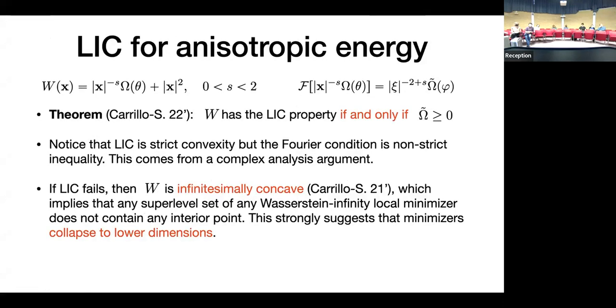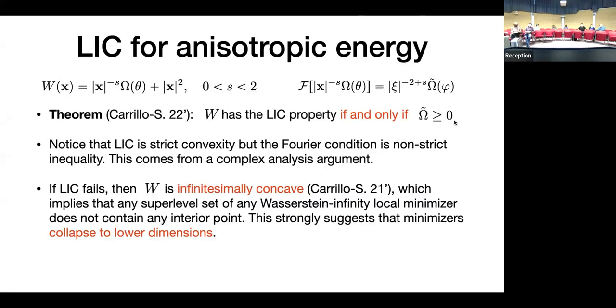Okay, so using this very explicit formula for the Fourier transform, we can get the equivalence between the positivity of the Fourier transform and the LIC property in a very precise way. Actually, what we proved here is that this kind of anisotropic interaction potential has the LIC property if and only if the Fourier transform is non-negative. Okay, so this looks a little bit weird because the LIC property is supposed to be a strict convexity property, a strict inequality, but it is equivalent to some non-strict inequality.